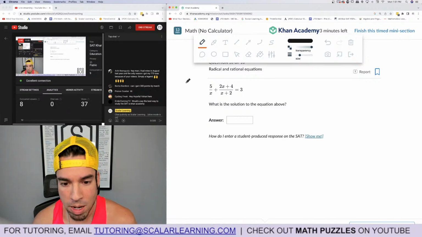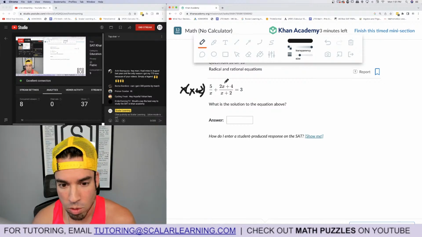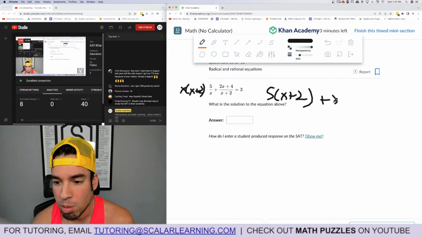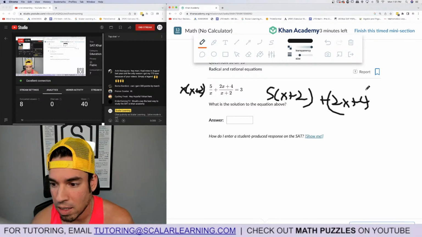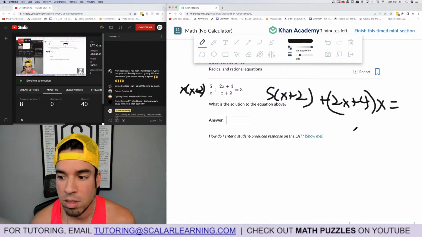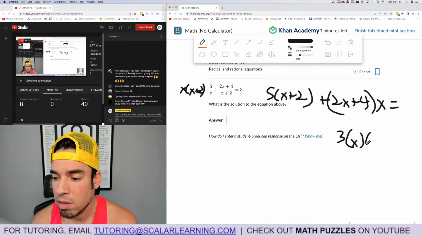Let's multiply everything by x times x plus 2 to get rid of the denominators. So that would become 5 times x plus 2, right? Because the x's will cancel out for those two. And then here it would be plus 2x plus 4 times x, because again, the x plus 2's would cancel out there. And then on the other side is 3 times x plus 2 times x.